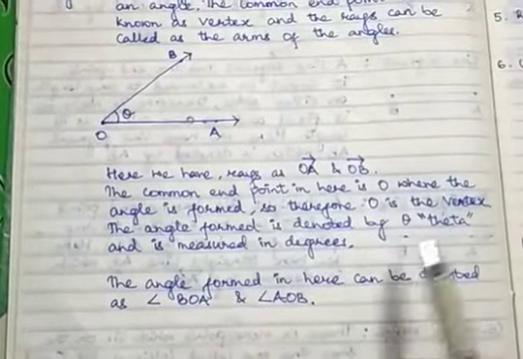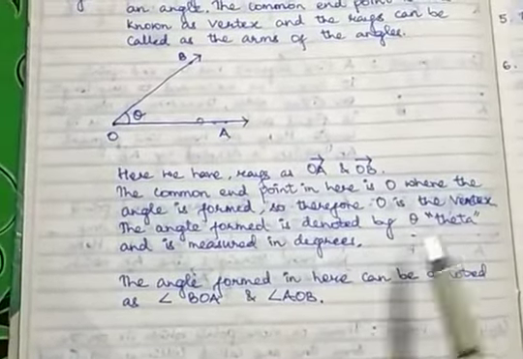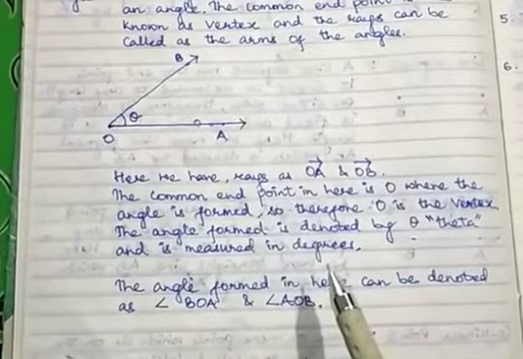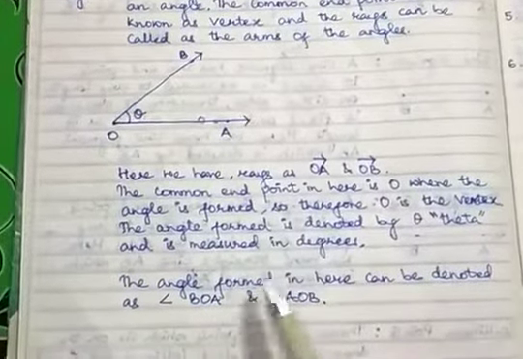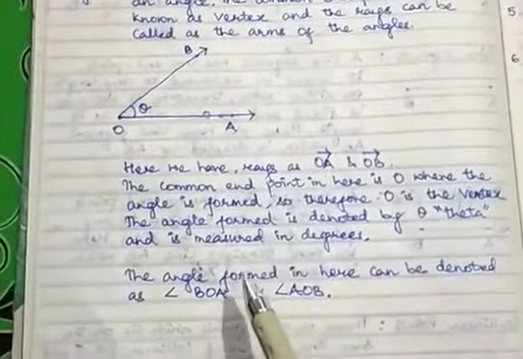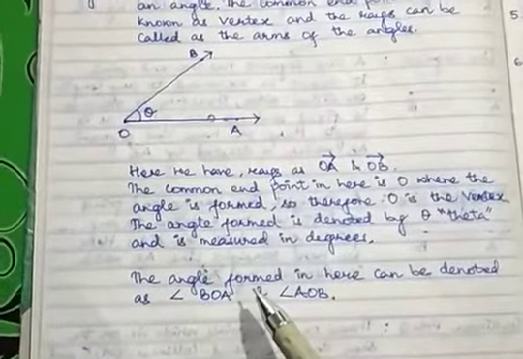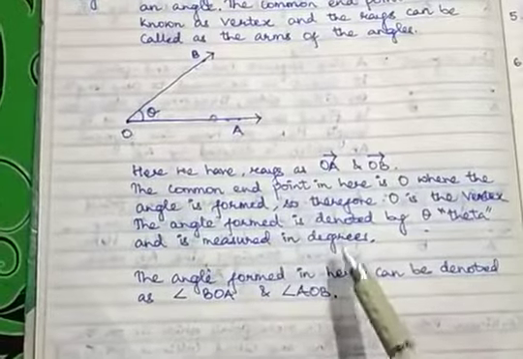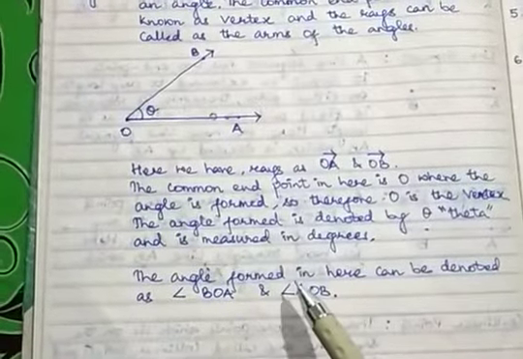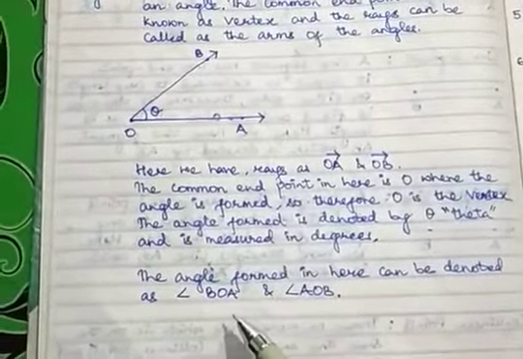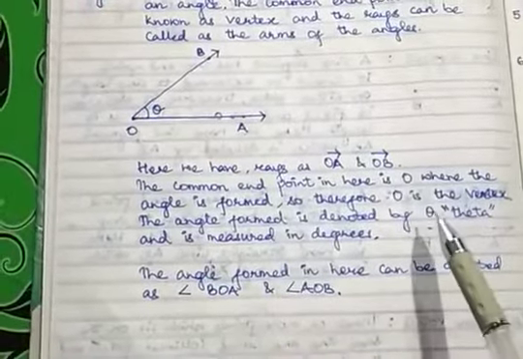This symbol is known as theta. This is how we denote angles, and an angle is measured in degrees. You might have heard of 20 degrees, 30 degrees, 45 degrees, 180 degrees. So the degree is how an angle is measured. It is the unit of angle, and the angle is denoted with theta.